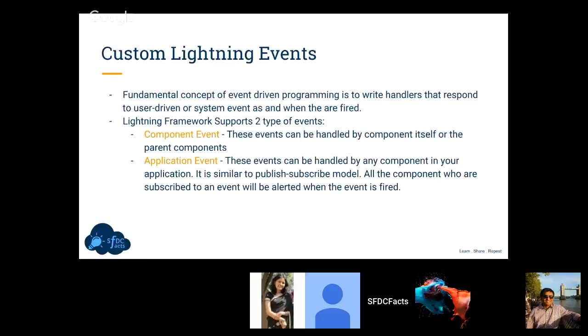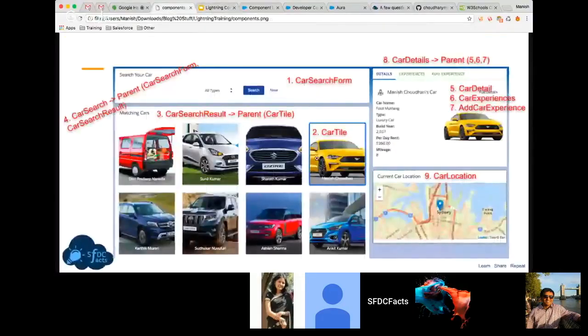So let's say your car tile component is firing an application event, and any of these remaining 8 components has subscribed to that particular event. Let's say I am firing a car selected application event, and my car details component has subscribed to this event. Your car details component can handle the event and generate the output accordingly. So this is the main difference between application event and component event.